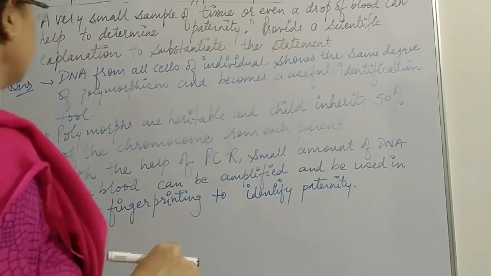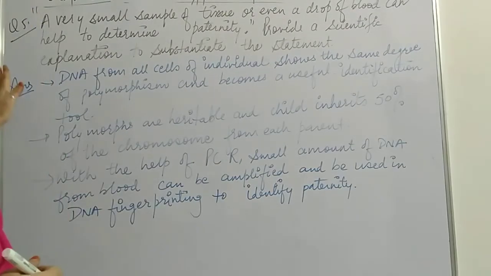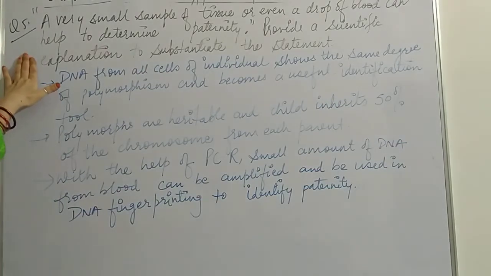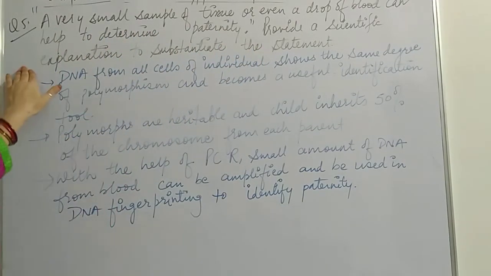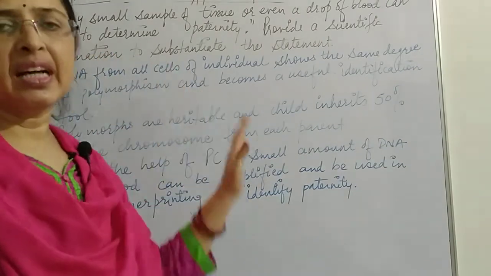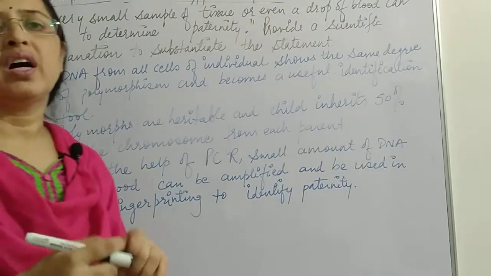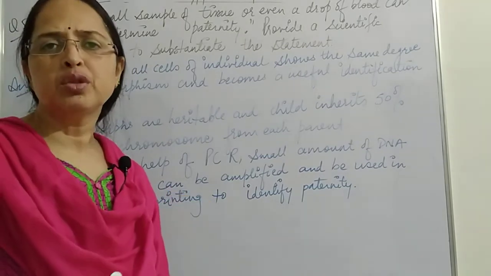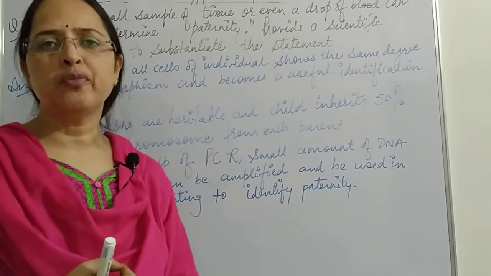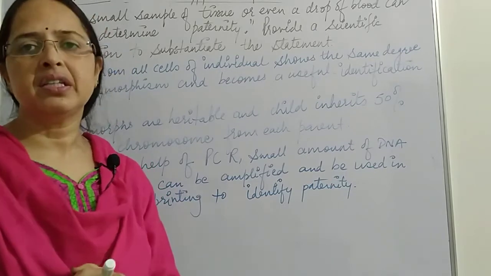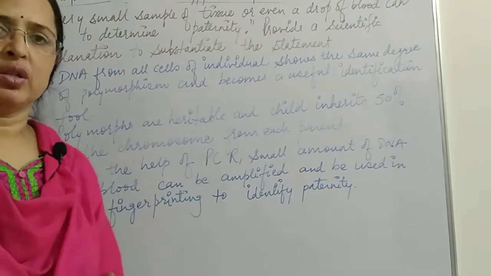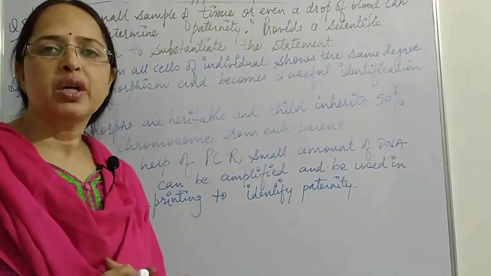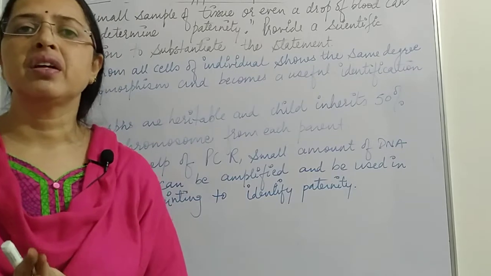So now students, here we are with the 5th question. Just have a look over here. A very small sample of tissue or even a drop of blood can help to determine paternity. Provide a scientific explanation to substantiate the statement. That means a small portion of a tissue or even a drop of blood can identify the paternity, whether the child belongs to the particular parent or not. So that means here we are going to understand about DNA fingerprinting.